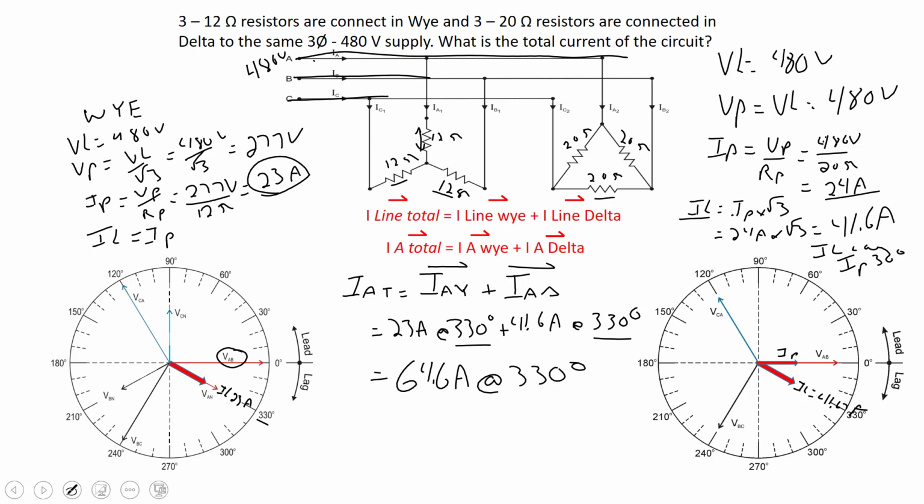What does that mean? Well, if I were to go ahead and put an amp meter in line A right here, it should read 64.6 amps. If I put the amp meter in the Y branch, it's going to read 23 amps. If I put the amp meter in the delta branch, or in the line, it's 41.6 amps. If I put my amp meter in the phase, it's going to be 24 amps.